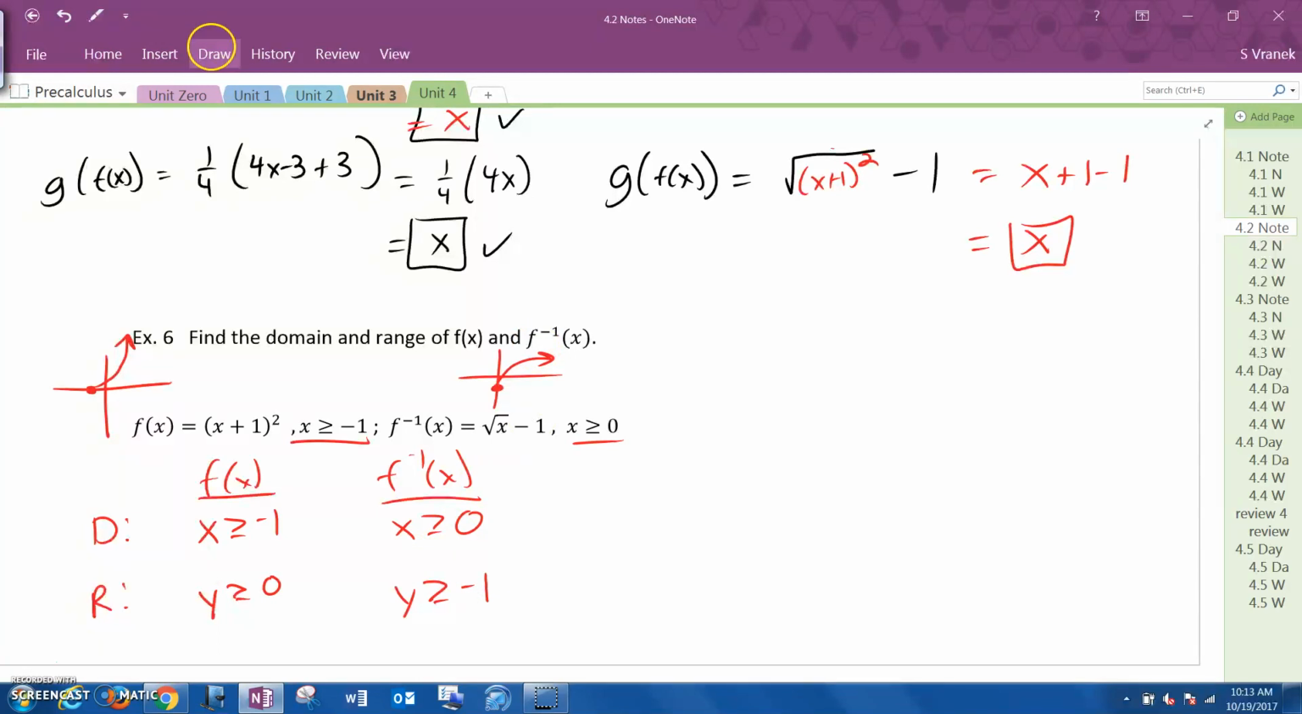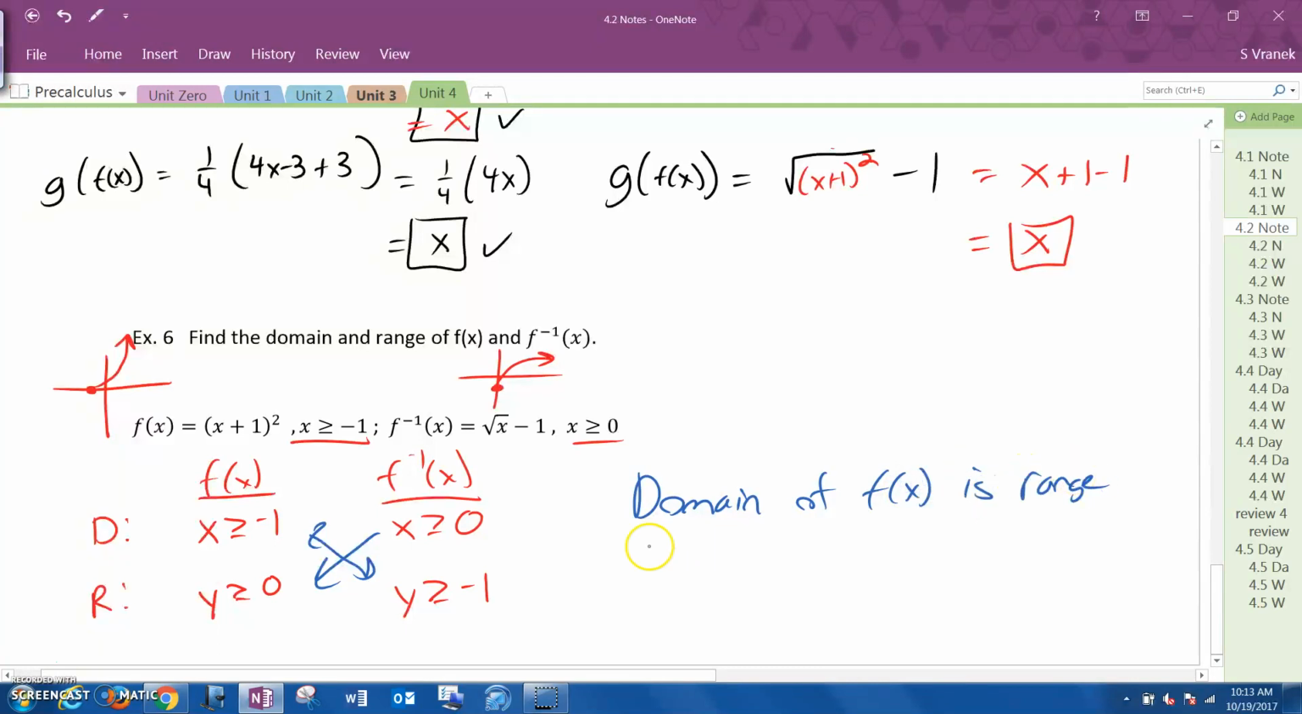What you should notice here is that the domain of the original is the range of the inverse and vice versa. So the domain of f of x is the range of f inverse of x, and vice versa. So now what's good about that is if you have problems on your homework and you can find the domain of both of them, you don't have to do anything with range except for swap them. You don't have to graph it, you don't have to figure it out. You just have to figure out the two domains, and then you have the ranges. Alright, so that is inverses and one-to-one functions.